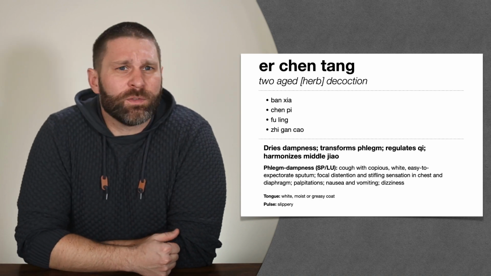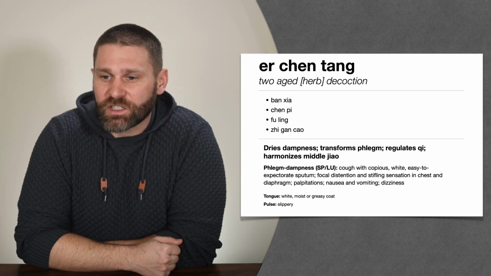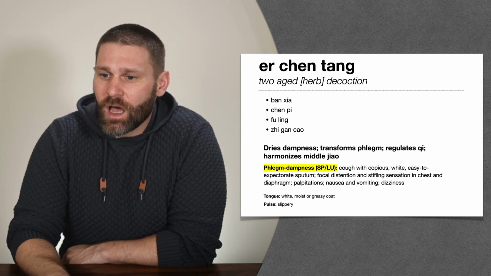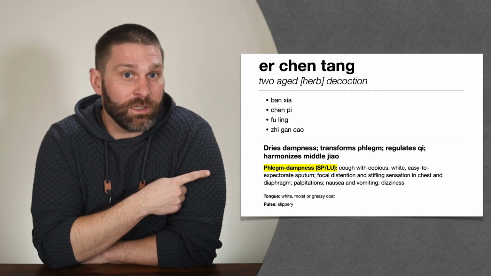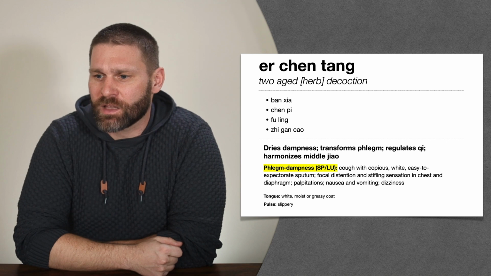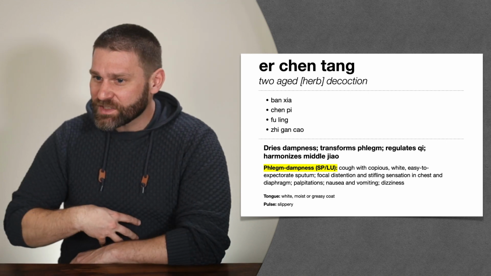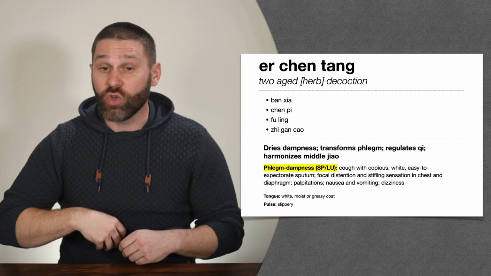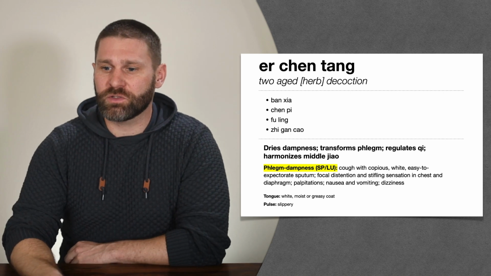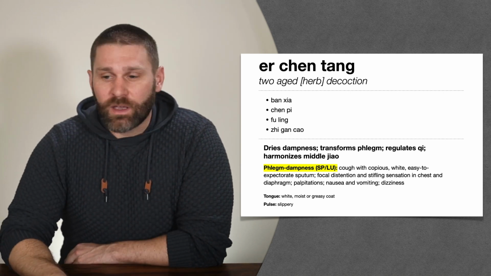Our first one, which we talked about before, is Er Chen Tang, Two-Aged Herb Decoction. This one is for phlegm dampness in the spleen and/or lung. So you see things like cough with copious white, easy to expectorate sputum, focal distension and stifling sensation in the chest and diaphragm, palpitation, and nausea and vomiting, as in rebellious qi. The tongue is going to have a greasy coat. The pulse is going to be slippery because of the phlegm.